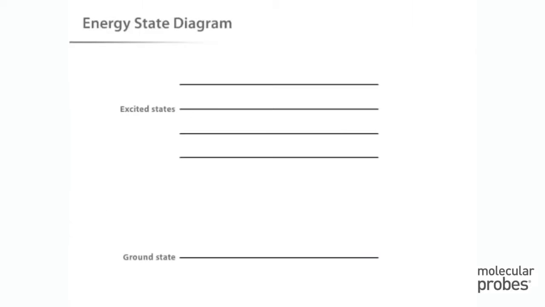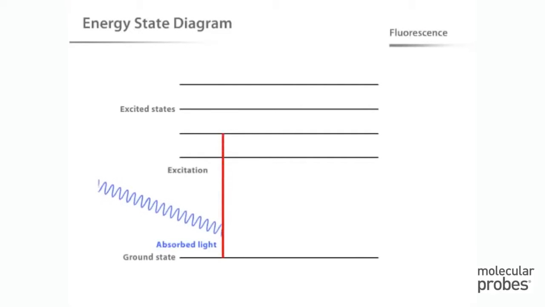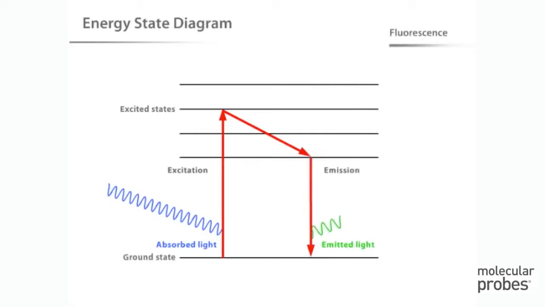Now let's take a look at another parameter that can tell us more about cell structure and function: fluorescence. As a brief review, fluorescence is a term used to describe the excitation of a fluorophore to a higher energy level, followed by the return of that fluorophore to its ground state with the emission of light.